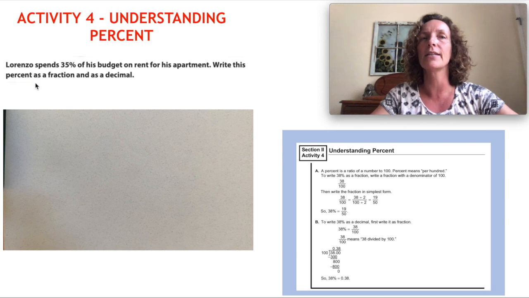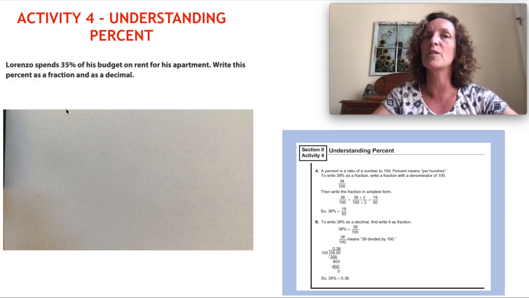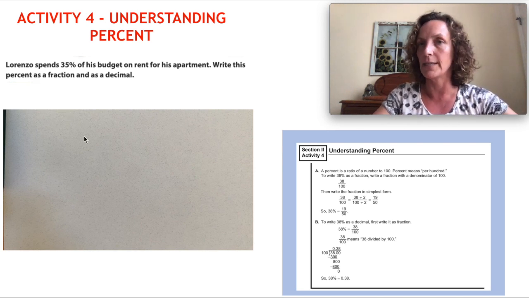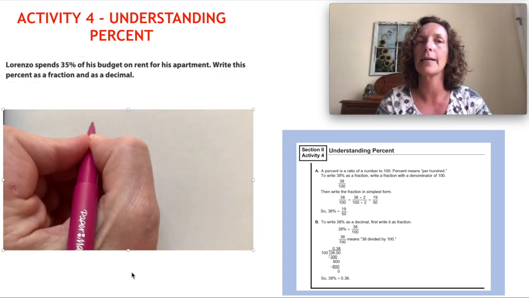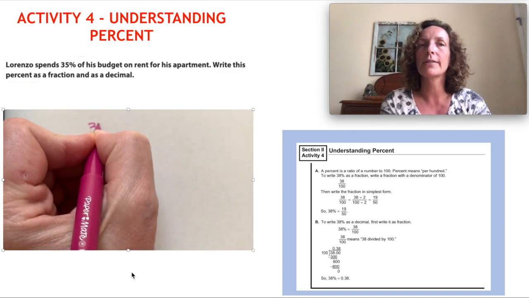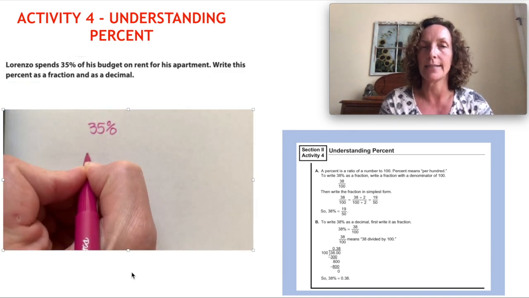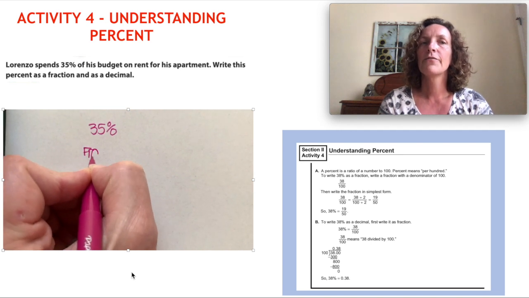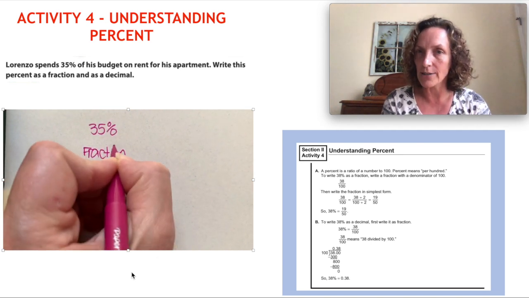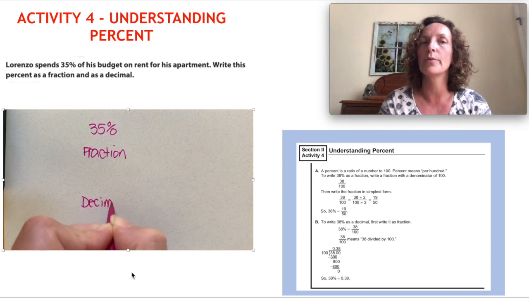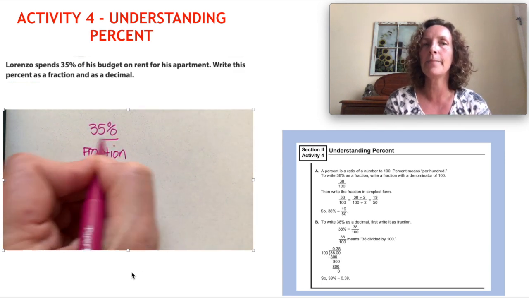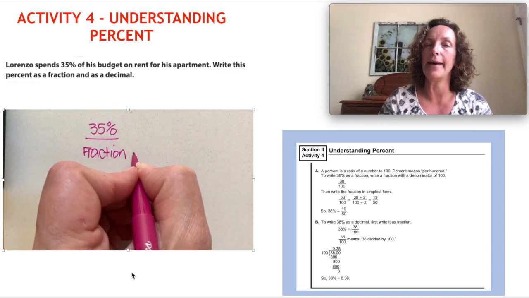This one says that Lorenzo spends 35% of his budget on rent for his apartment. We're asked to write this percent both as a fraction and as a decimal. So let's see what that's going to look like. If we start with 35%, first we're going to want to try to turn that into a fraction. Then we're going to try to turn that into a decimal.